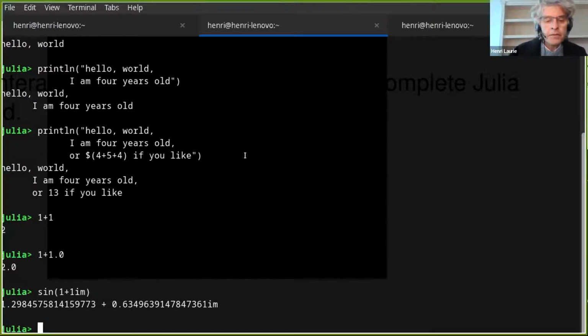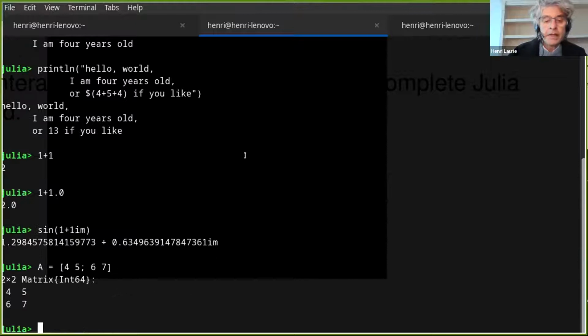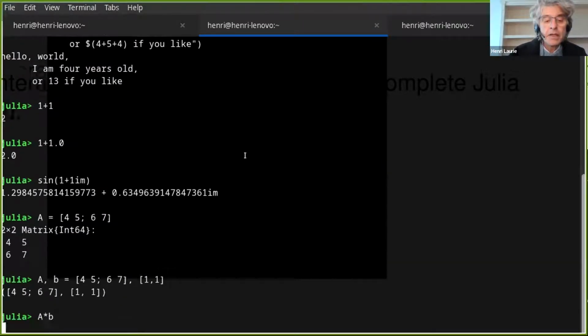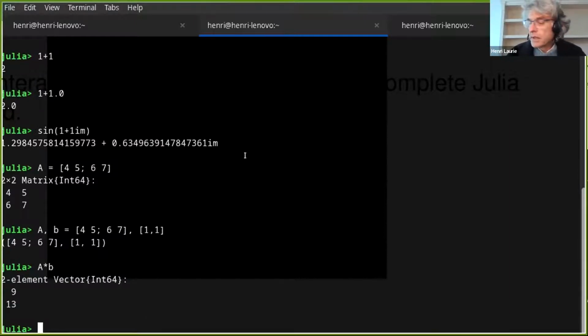If you want to create a matrix or an array, Julia has a tremendous amount of array facilities. It's one of its very strong points. You can enter a MATLAB style array if you like, and I can even enter the things on one line like that. Now I can say A times B, and it's very nice like that.